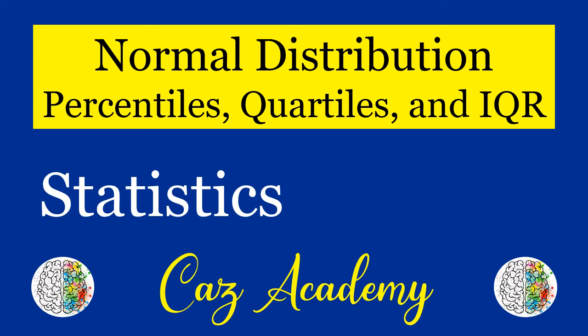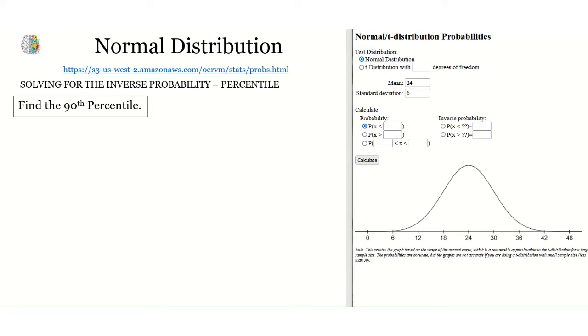Today we're going to be looking at normal distribution percentile questions and how to solve when they ask for percentiles, quartiles, IQR, and any type of problem where they give you the percentage and ask you to solve for an X value or a Z-score. To solve for percentile questions, we're going to use the inverse probability on this calculator. So let's look at our first question.